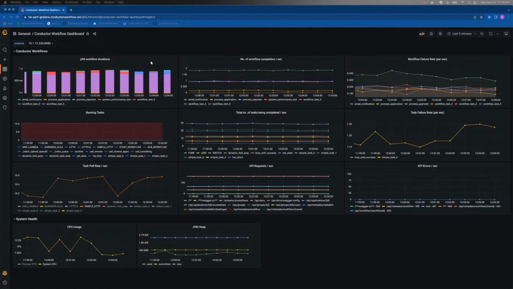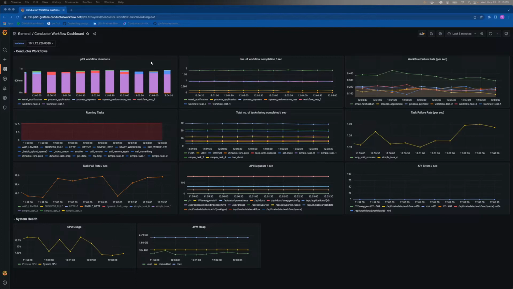And if neither of these things work for you, Conductor can also publish the metrics into a log file, which you can then use to ingest into a third-party system, like maybe a custom-built one or something that may not be supported out of the box by Conductor.